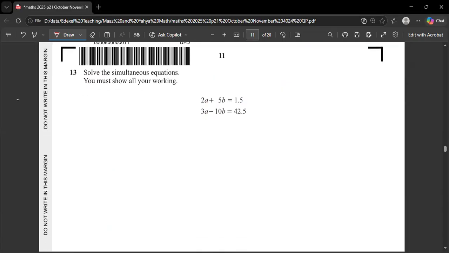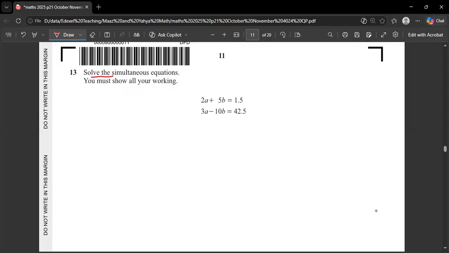Now let's do this simultaneous equation. Here, how will we solve this? In simultaneous equations, we have multiple ways, multiple methods. Either we can eliminate one variable, or we can use a substitution method, right?